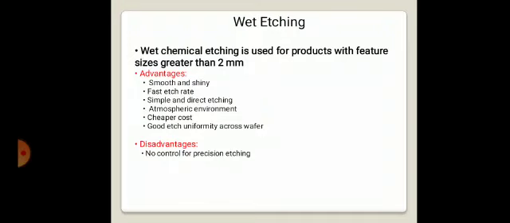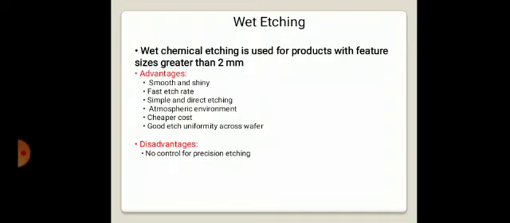In wet etching, the advantages are: first, a smooth and shiny layer; second, a fast etching rate. The etching rate is very fast compared to other etching processes. It is simple and direct etching, in an atmospheric environment. The ordinary atmospheric environment is required; they do not need any specific type of environment or temperature. The cost is very low, and there is good etching uniformity across the wafer.